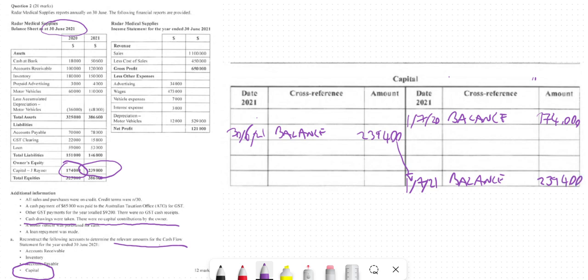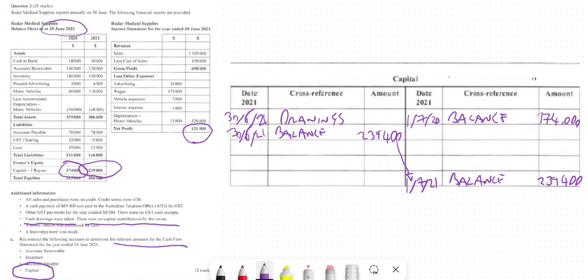There's no capital injections, but again, we're trying to find out drawings. So I'm just going to put in the drawings entry here. Okay. So what we're missing here is our net profit. Now, be careful with this one. So we close off net profit to the capital account. It's going to increase it. When we increase owner's equity, that's going to be a credit entry.